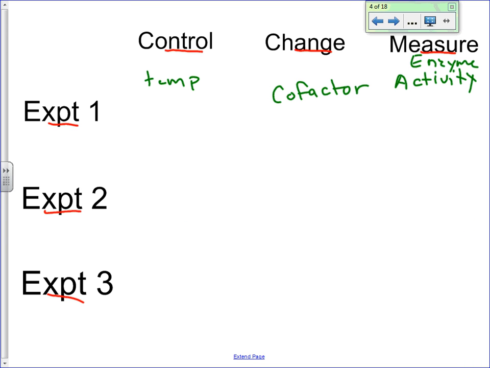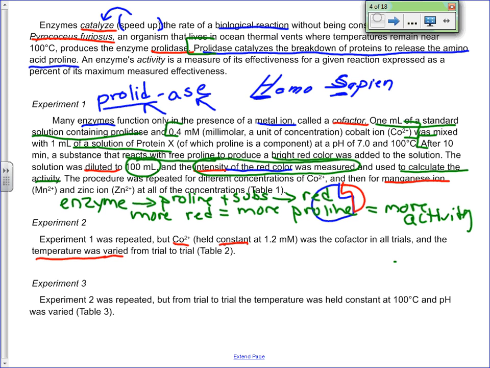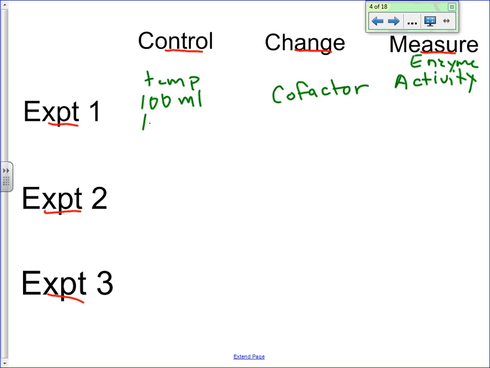We have the 100 mils of the diluted solution. We have the 1 mil of prolidase, we said. All right, and there's probably one other thing that's important to keep in mind here compared to the other experiments that they're changing. All right, that this one is staying the same.